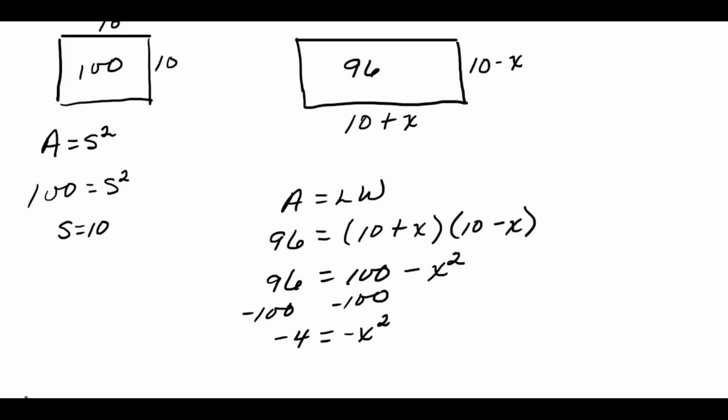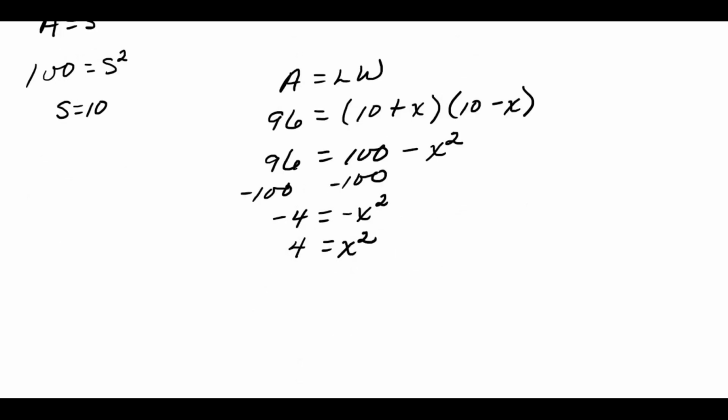Then I'm going to divide both sides by -1. So once I divide through by -1, I'm going to take the square root of both sides. So x is positive or -2. And because I'm only looking at a distance here, my number is going to be +2 and my units is centimeters.